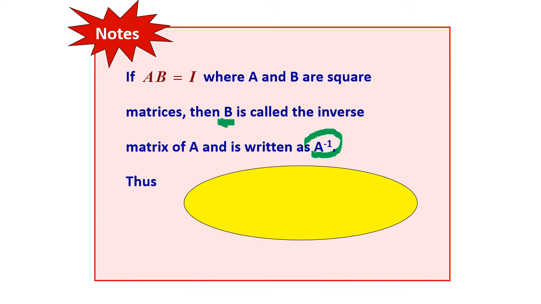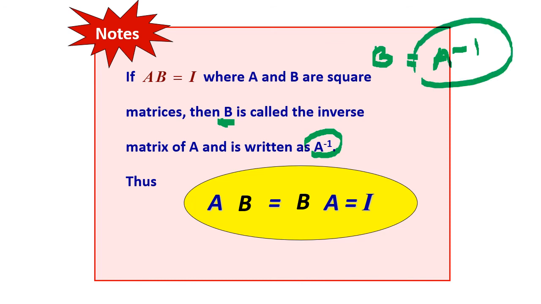Matrix B is equal to A inverse. Okay, so say that matrix A times matrix B equals matrix B times A equals I. Then try to replace matrix B with the A inverse.